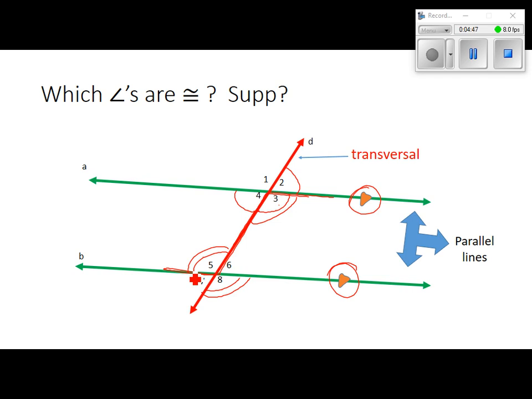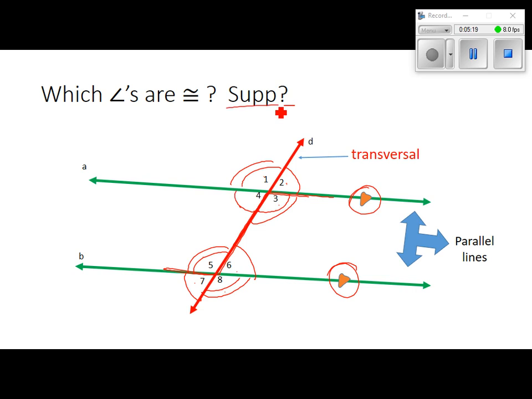Name me a pair of alternate exterior angles. 2 and 7. So if angle 2's got 1 mark on it, what's angle 7 going to have? 1. Name me another pair of alternate interior angles. 4 and 6. So how should I mark angle 6? With 1 line. And how many marks are going to be on angle 1 up there? 2. So we know all that information just from those lines being parallel.